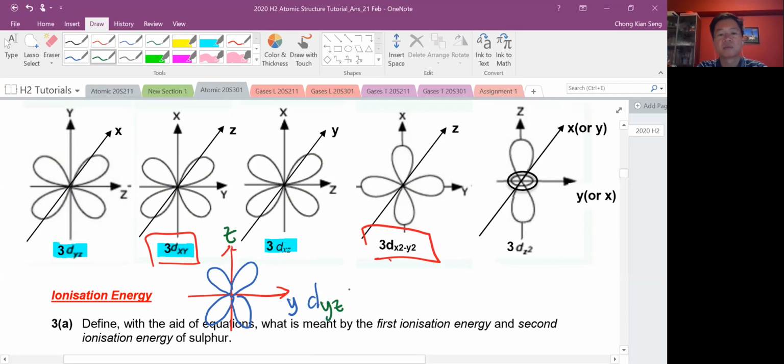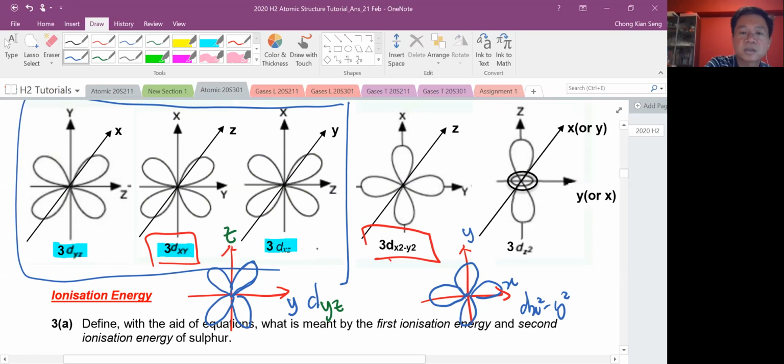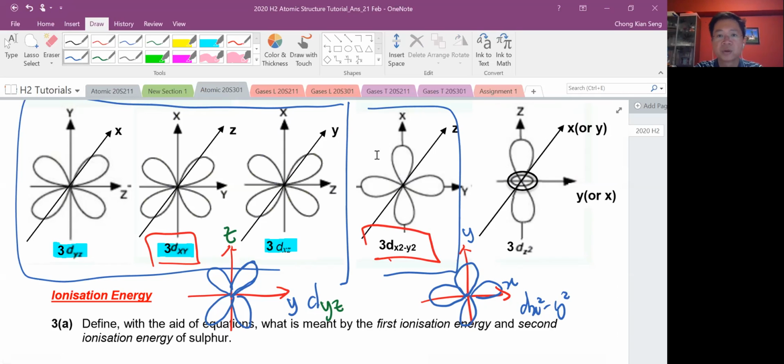dyz. Now comparing to the dx²-y², the loops are on the axis. You see how I draw on the axis, whereas this one is in between axes. So for the dx²-y², this is your x-axis, this is your y-axis. So that's the difference between the first 3 sets and this fourth one. All right, the last one I think is quite obvious. A dumbbell and then a ring in the middle.